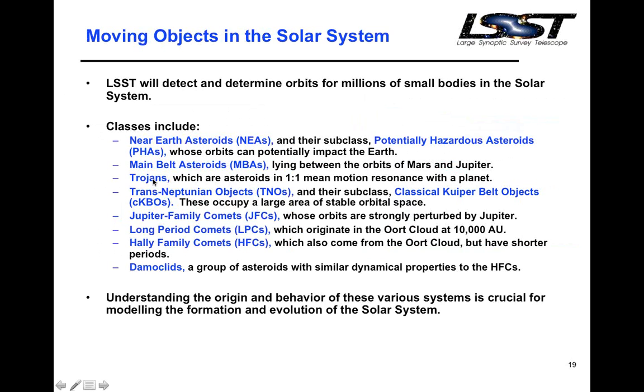Main belt asteroids, Trojans, which are objects which have resonance with planets, trans-Neptunian objects, Kuiper belt objects, Jupiter family comets, etc. So understanding the origin and behavior of these various systems is crucial for modeling the formation and evolution of the solar system, and telling us how we got to where we are today.